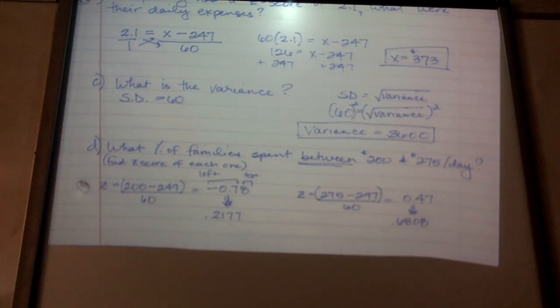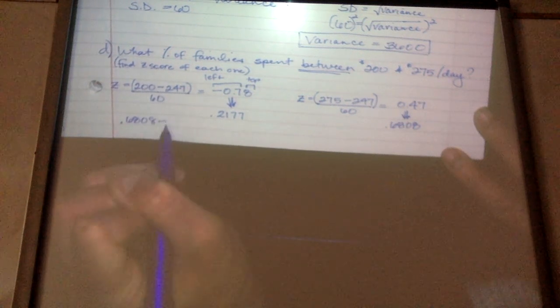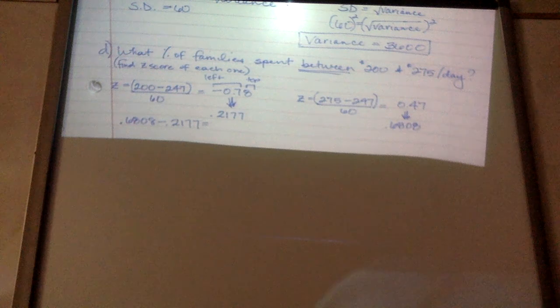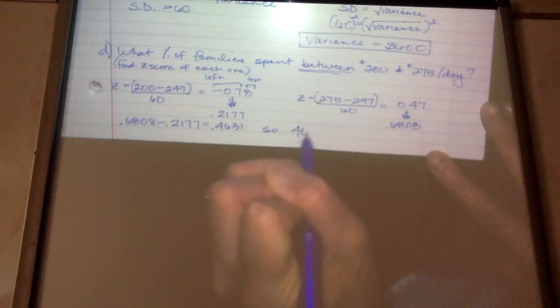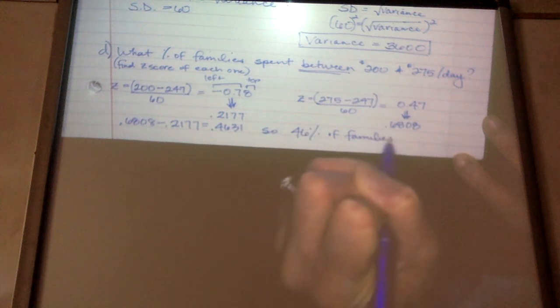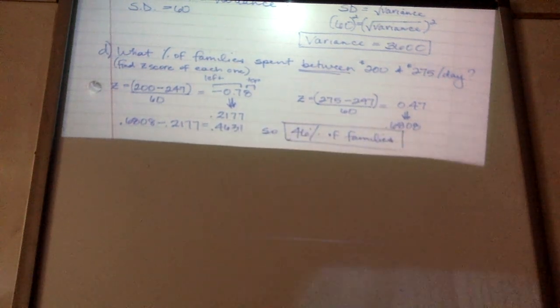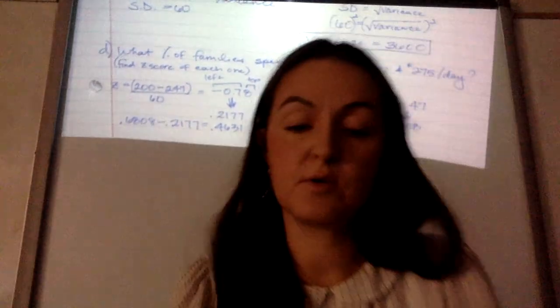And so to know what percent of families are in between, I'm going to subtract, sorry that this is at the bottom. So 0.6808 minus 0.2177, and that gave me 0.4631. So I'm going to round it to the nearest percent, so 46% of families. And that concludes that problem. And that pretty much concludes that section. That is each type of problem I think you're going to see in this homework. Bye.